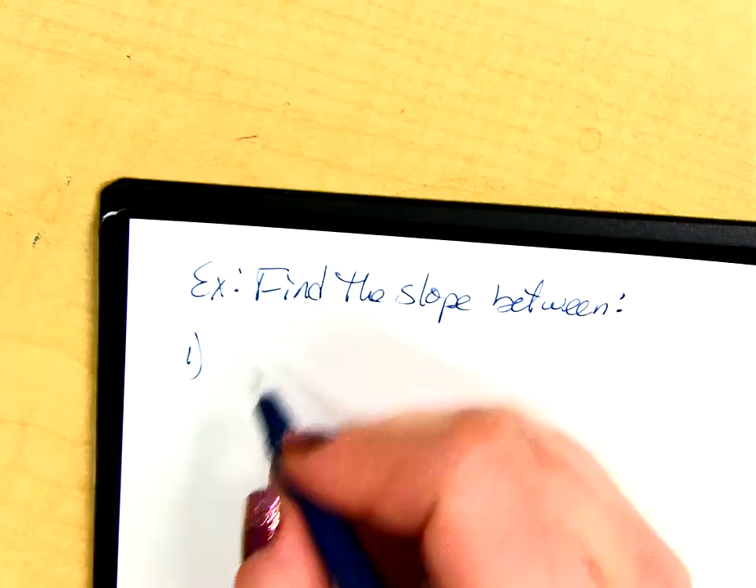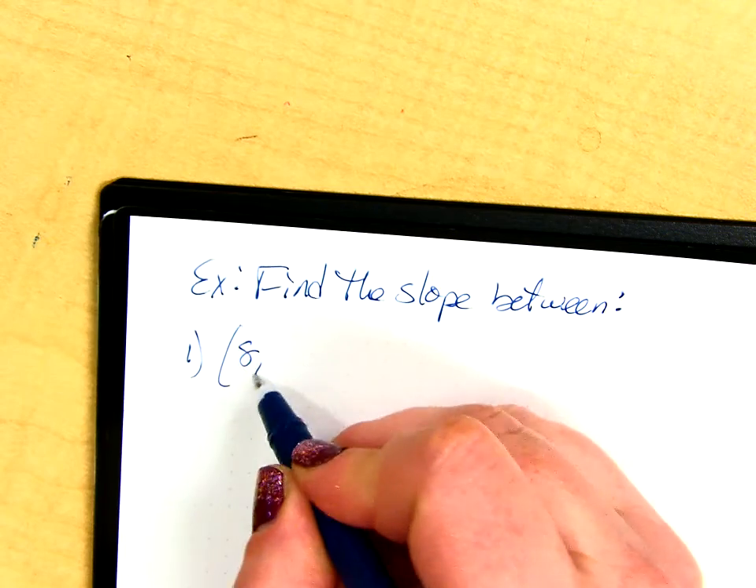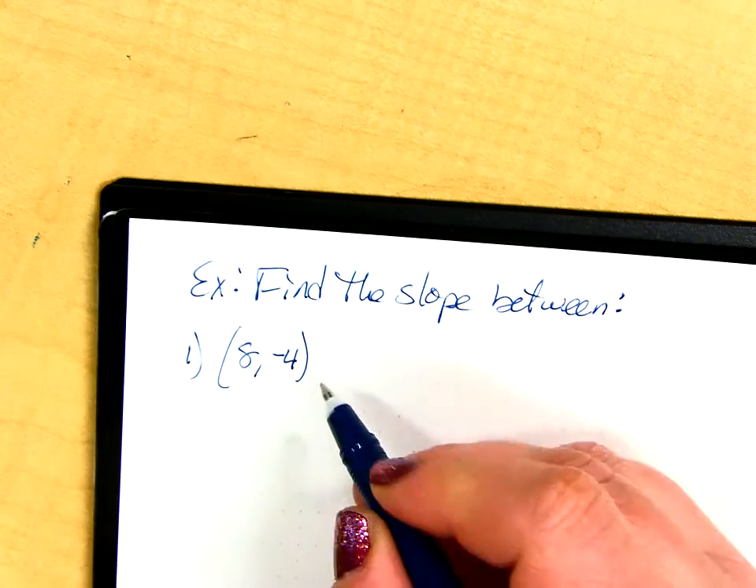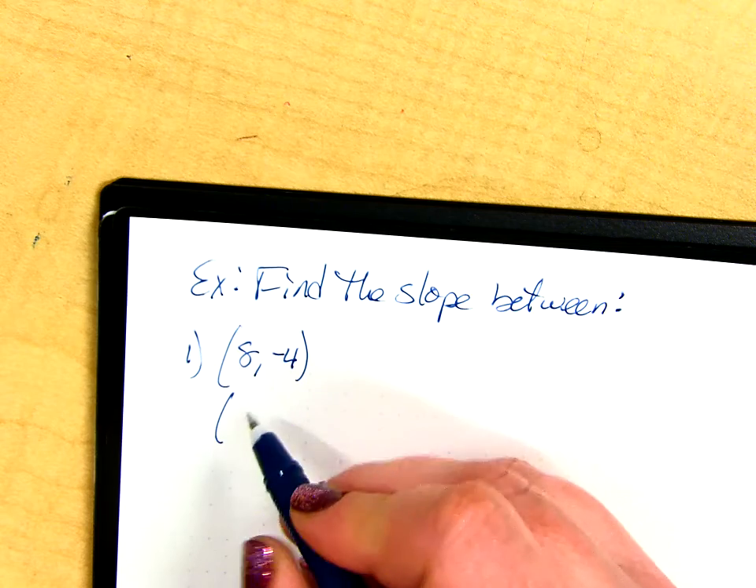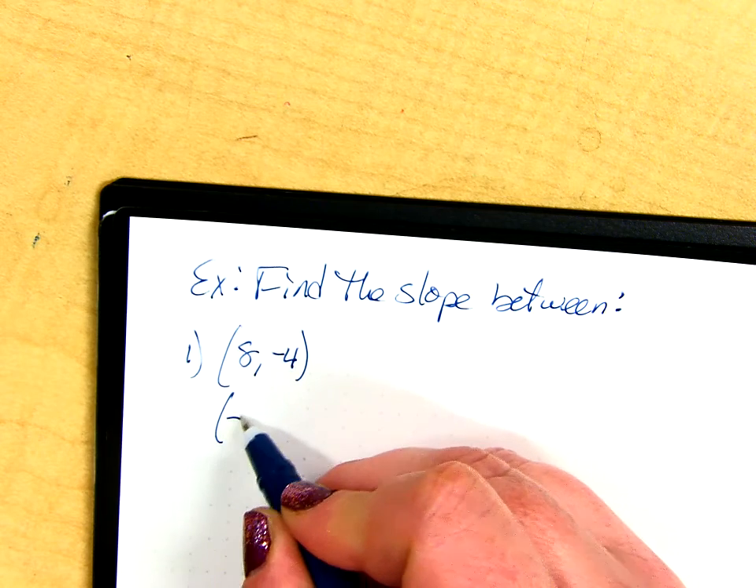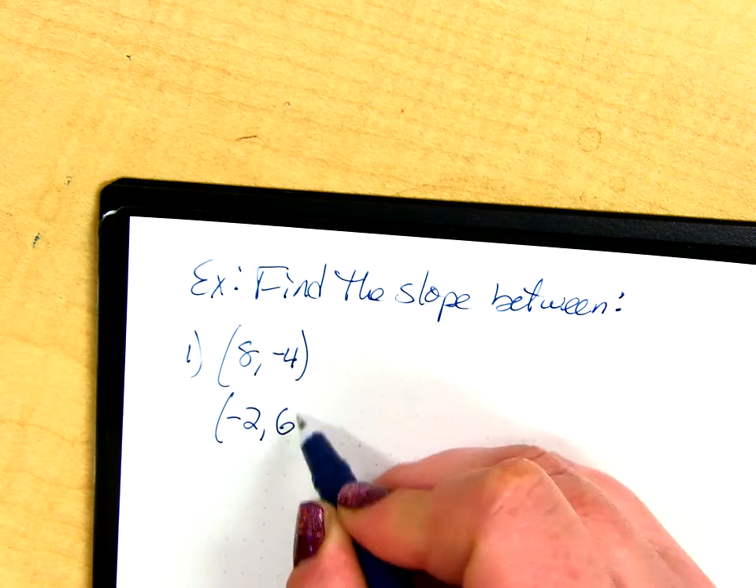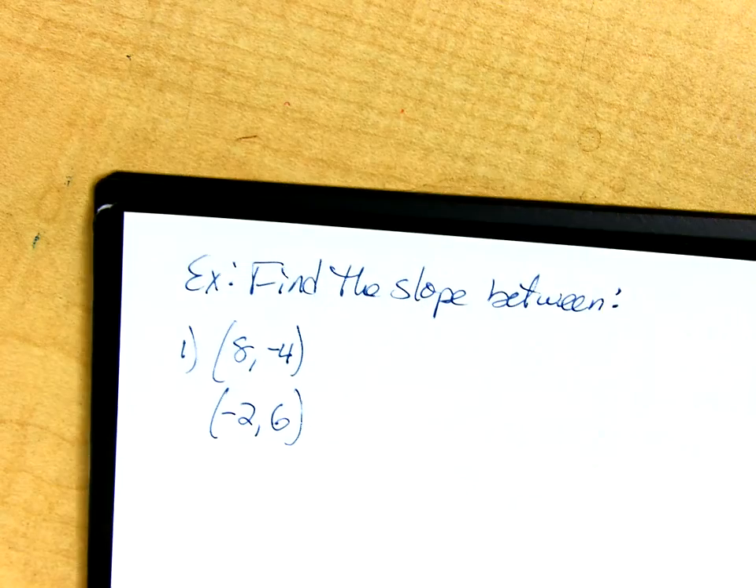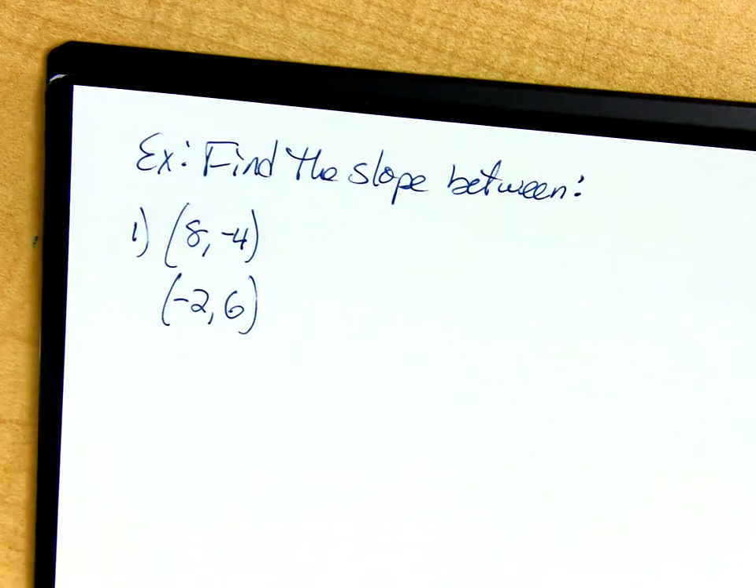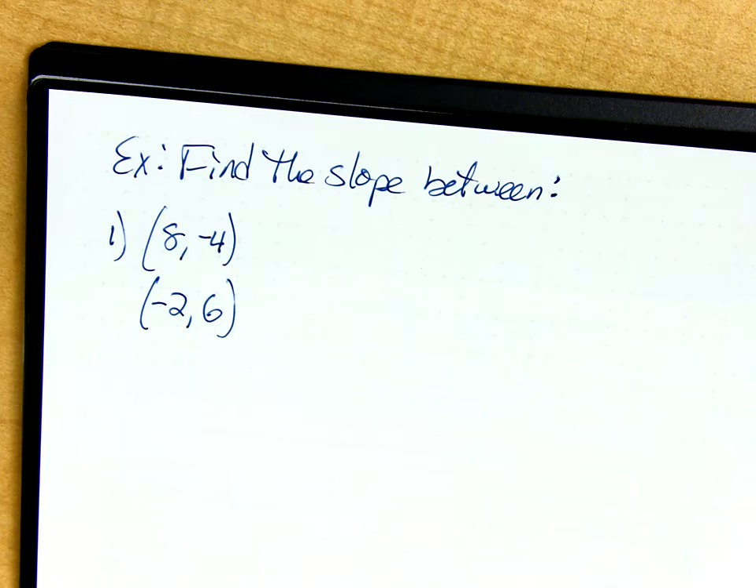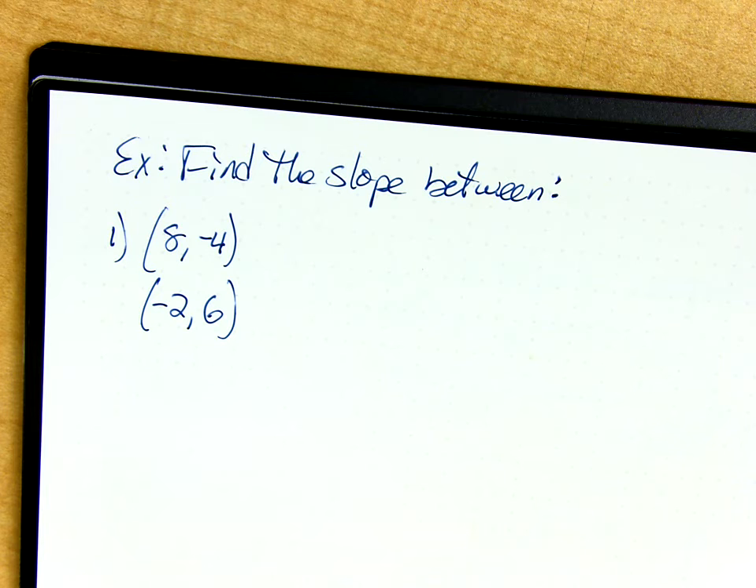All right, let's try, how about 8, negative 4, and negative 2, 6. All right. So in this one, I'm not even giving you the graph. I'm just giving you the 2 points. And then maybe I'll try and mix it up. I'll give you a couple of different ways.